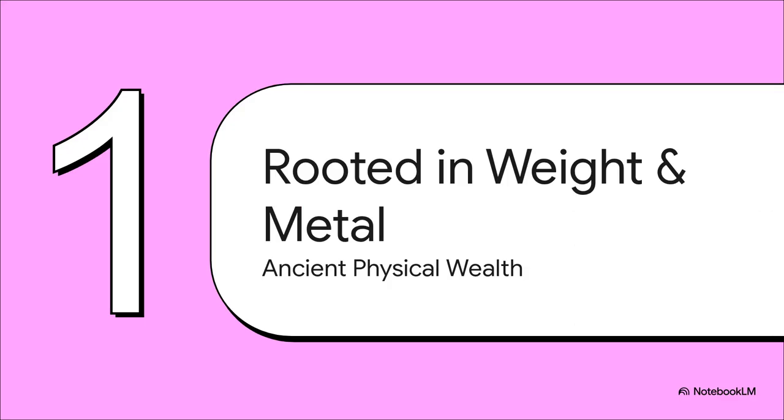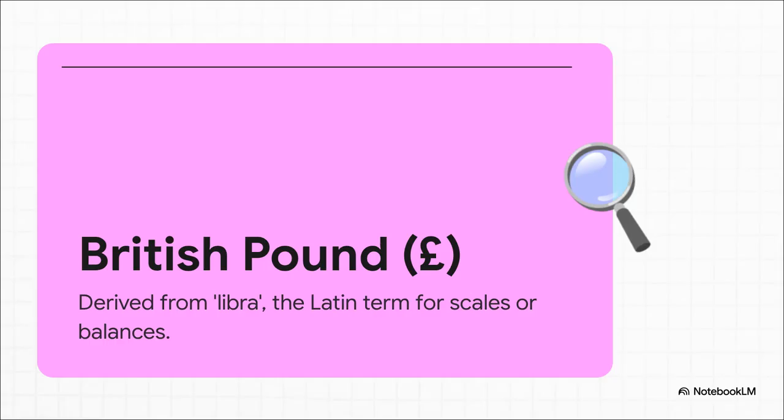Okay, let's move into our first major theme, rooted in weight and metal. Let's look at the British pound. This one connects deeply to ancient Rome. You know that elegant cursive L with the strike right through the middle? It actually derives from the word libra. And in Latin, libra translates directly to scales or balances. So even though Great Britain has gone through some absolutely massive economic shifts, hello Brexit, this symbol remains an enduring anchor to a very ancient system of measuring physical wealth.